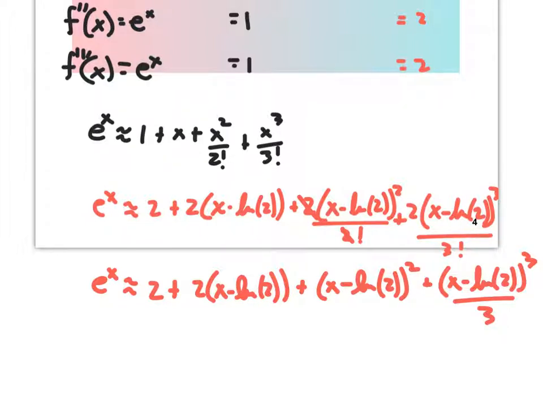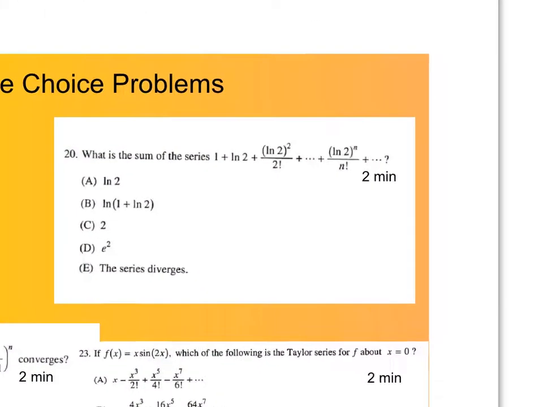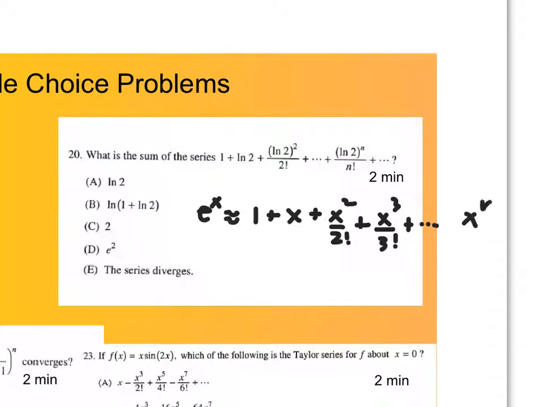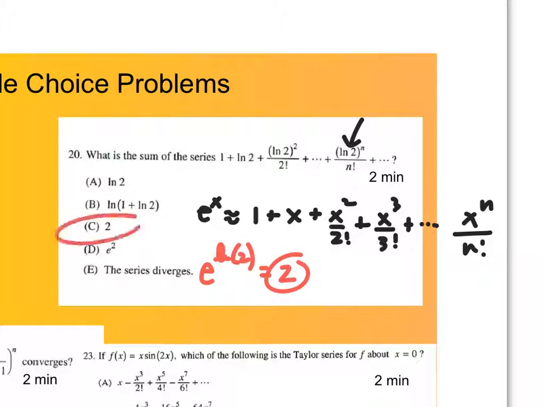Alright, let's do an AP problem. I want to look at number 20 here real quick. This to me looks just like e to the x. Watch this. Remember how e to the x was 1 plus x plus x squared over 2 factorial plus x cubed over 3 factorial on down the line. So I would have x to the nth power over n factorial. What is x? Well, x is the natural log of 2. Therefore, this is really just e to the natural log of 2. And what would that come out to be? Come out to be 2. Sweet, too easy. Alright, let's move on and look at a free response question.